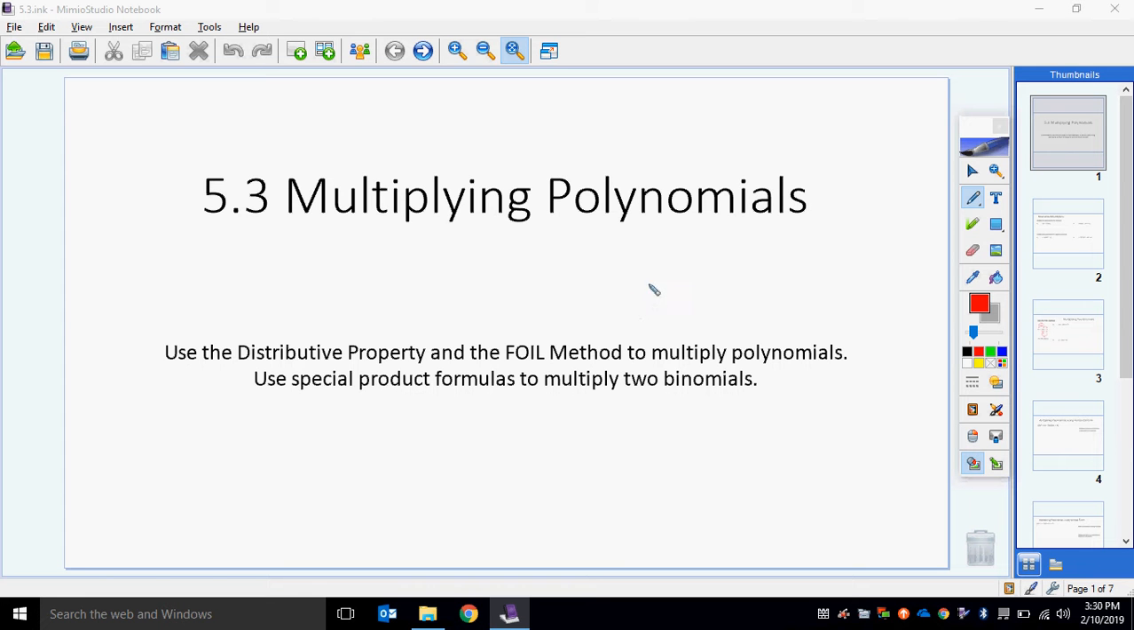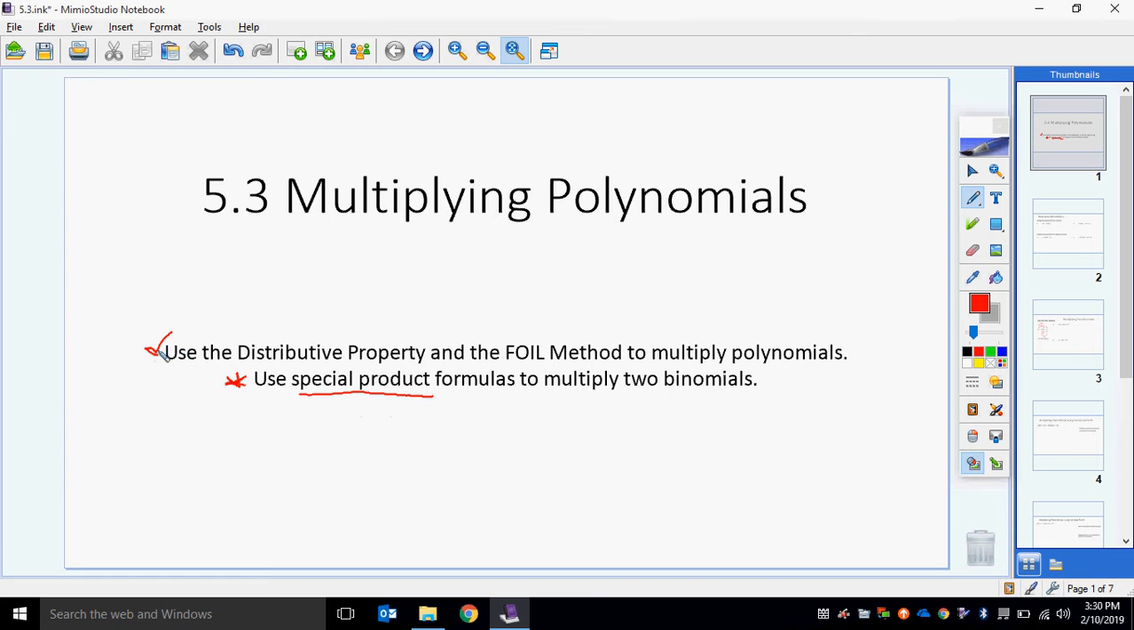5.3, multiplying polynomials. We're going to do a lot of distributive property, and we're going to FOIL, if you remember what that means. And then this is the really important one. We're going to use special products formulas to help us multiply two binomials.